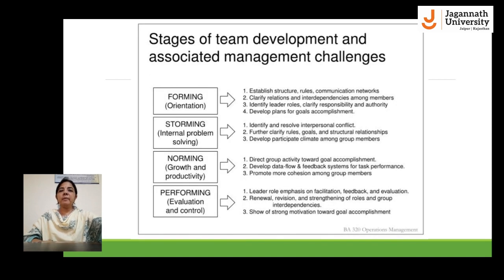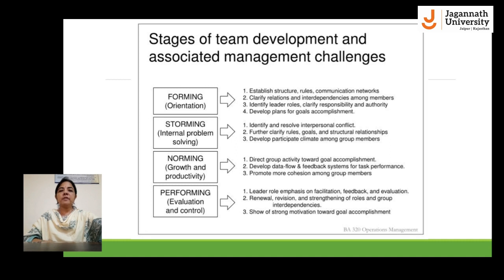Stages of team development and management challenges. Forming is basically considered the stage of orientation, where structures, rules, and communication networks are established, and relations and interdependencies among members have to be discussed and clarified. They may look for identifying leaders, roles, and responsibilities. They develop plans for goal accomplishment.